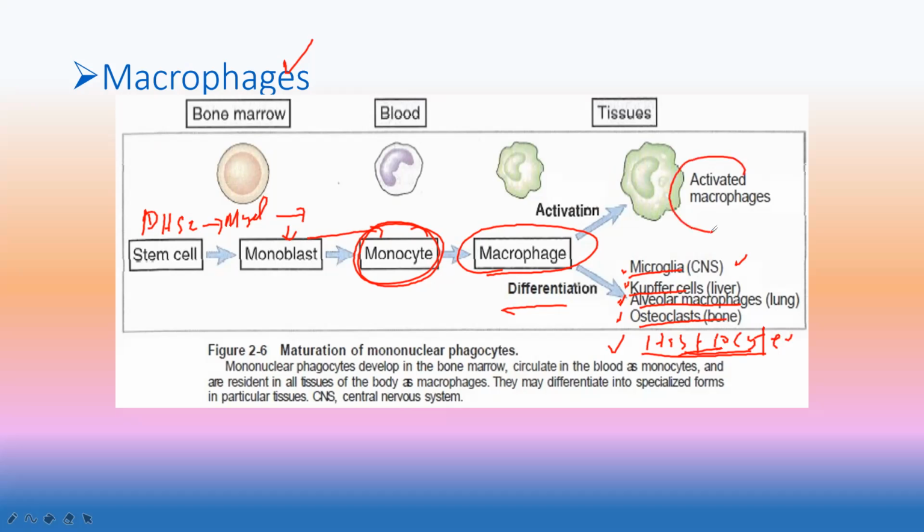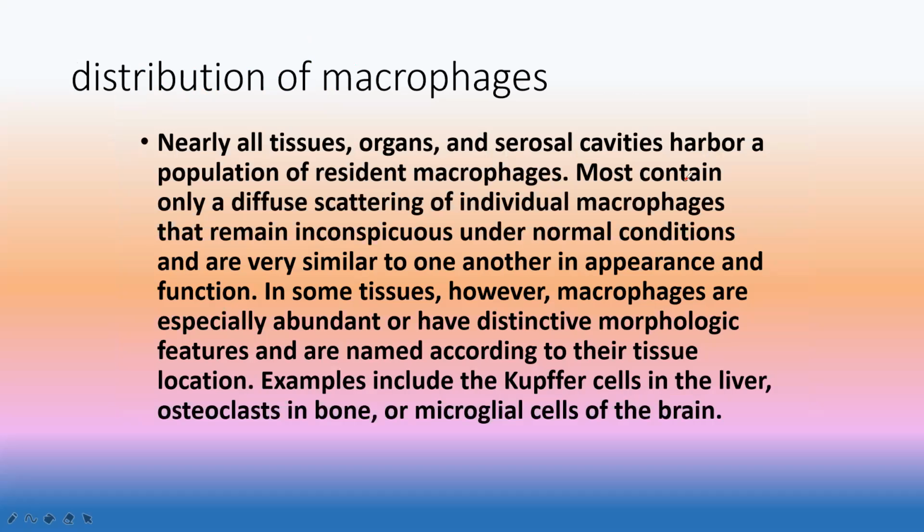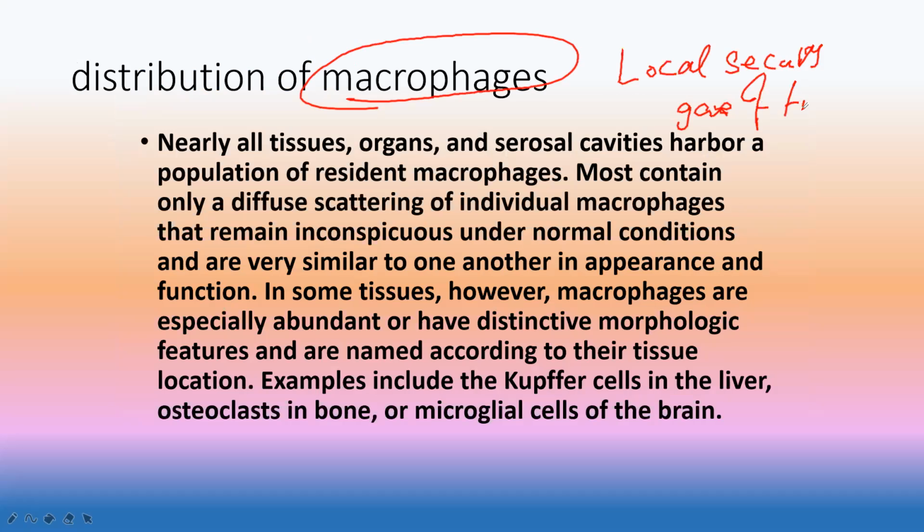So the activated macrophages, now what are they doing? What's the distribution of macrophages? I will give one very good name to macrophages: local security guard of tissue. Anything that happens to a tissue, the first response is from the resident macrophages there. They live close to the organ, inside the tissue. Nearly all tissues have macrophages.